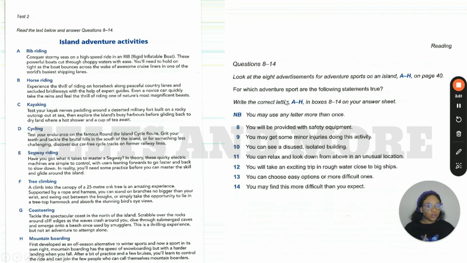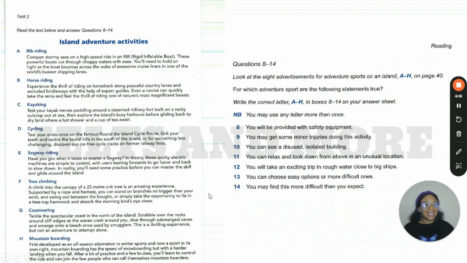For which adventure sports are the following statements true? So basically, you have these statements 8 to 14. For which of these activities, A to H, are these statements true? So for example, number 8 says you will be provided with safety equipment. For which of these 8 activities will you be provided with safety equipment? So that's basically what you're supposed to do.